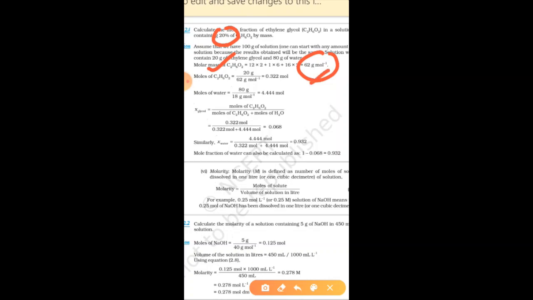Then moles: we know that moles means given mass upon molar mass. Given mass is 20, molar mass 62, so the moles are 0.322 mole. Moles of water: given mass 80 gram and molar mass 18, then its value is 4.44.